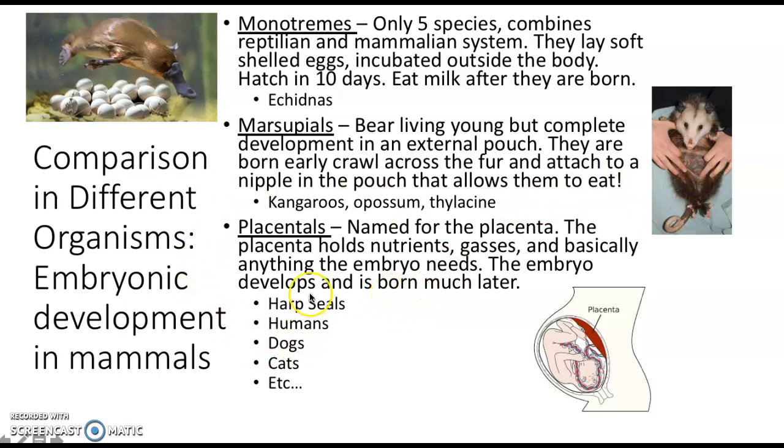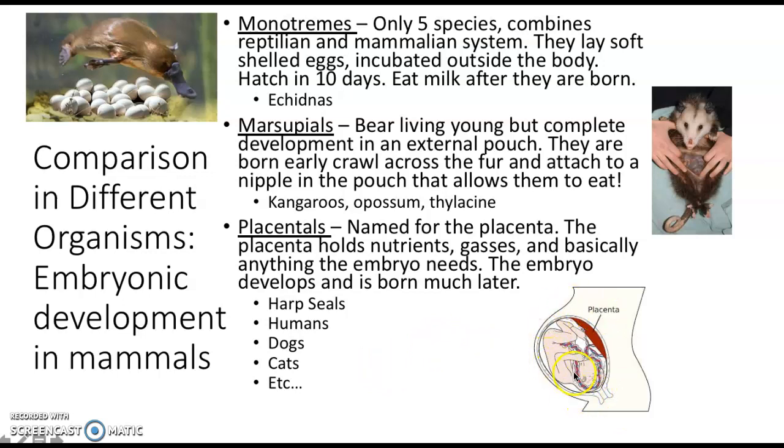And then the third group of mammals are the placentals, and these are the animals you probably think of when you think of mammals. These are harp seals. I don't know why that's an example, probably just because I love harp seals. Humans, dogs, cats, lions, giraffes, horses, all of those animals that you think of are probably placental mammals.